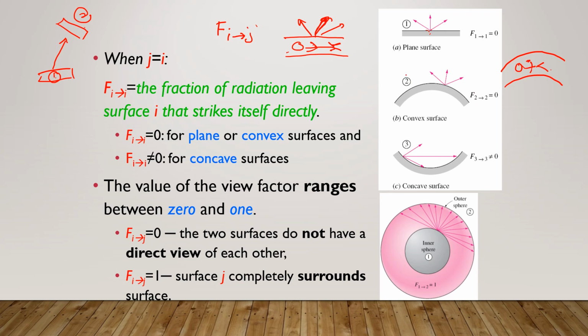So which means that if you calculate the view factor F from point 2 as the source, the I is 2, and then you cannot see whatever you do. So does it strike back to you? No. Therefore, it is not equal to 1, but it will equal to 0. Okay, that is convex surface. Convex and plane surfaces are the same. It will equal to 0.